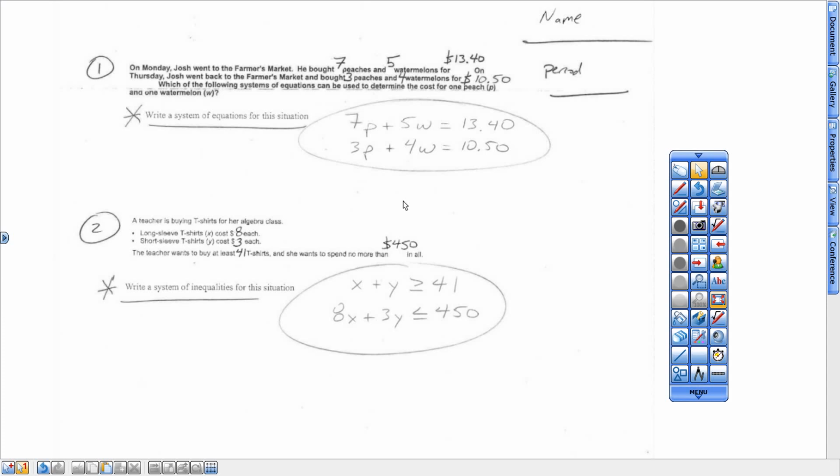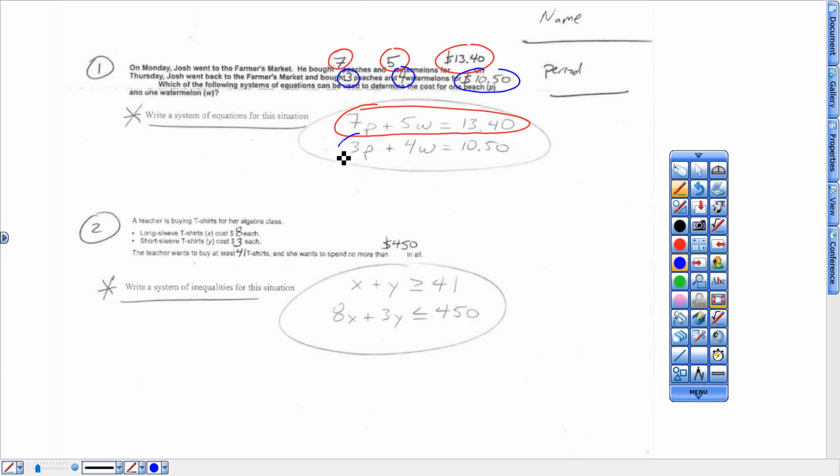So here we go. This first one, all you had to do again was just plug in the numbers that I gave you. Nothing more high tech than that. That 7, that 5, and that 13.4. These are equations, this one. The second one, of course, had the 3 and the 4 and the 10.5. Equations. Next one's a little harder because it had 2 inequalities.